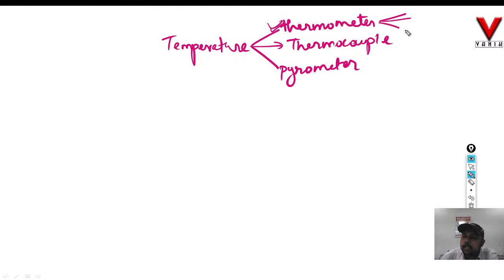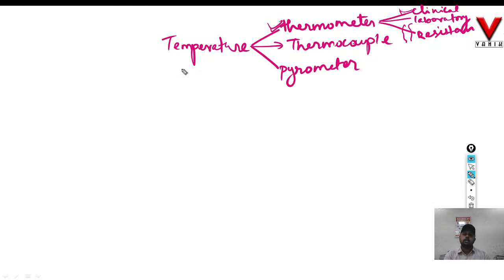Thermometers are also of various types. There is the clinical thermometer, which is normally used by doctors to measure the temperature of your body. There is the laboratory thermometer, and there is also the resistance thermometer. These two are normally preferred in industrial and laboratory use, but in our day-to-day life we refer to the clinical thermometer. I hope it is clear to you all.